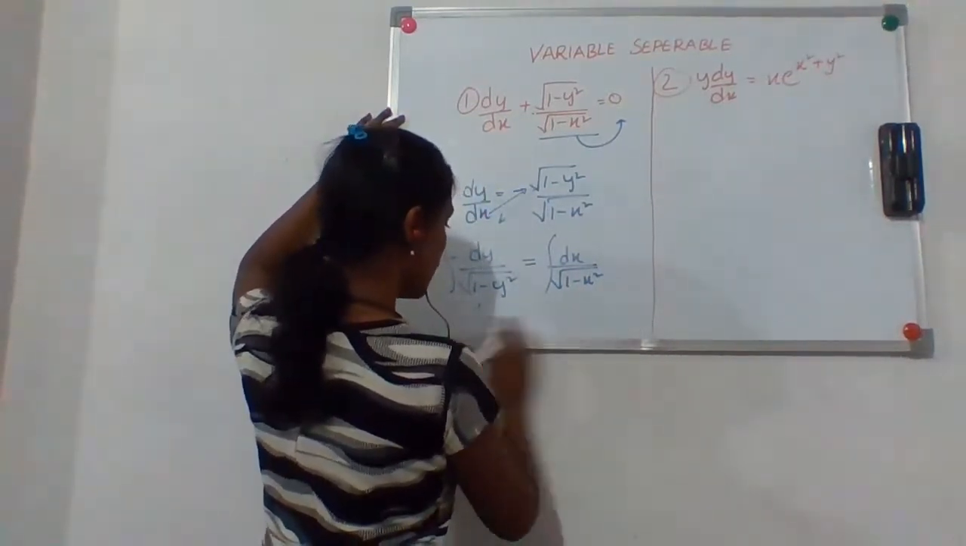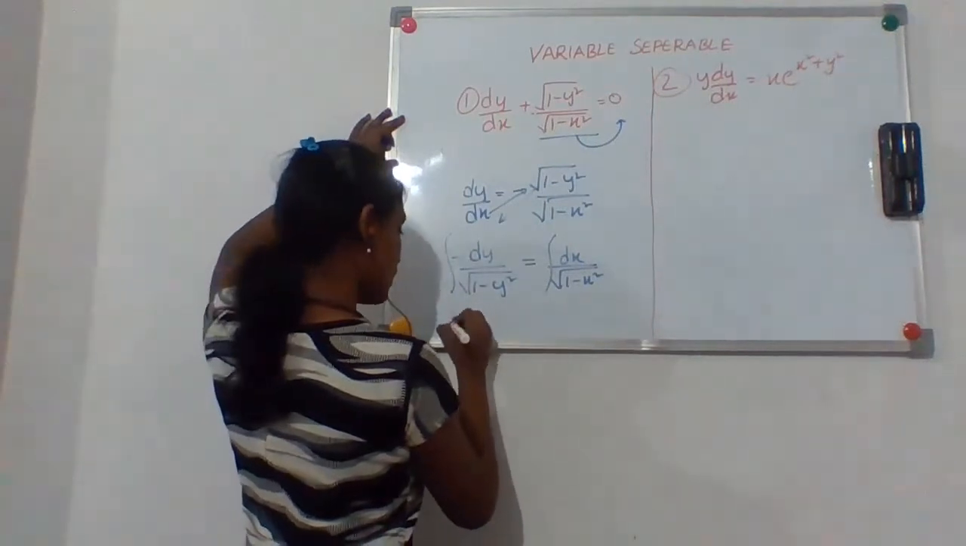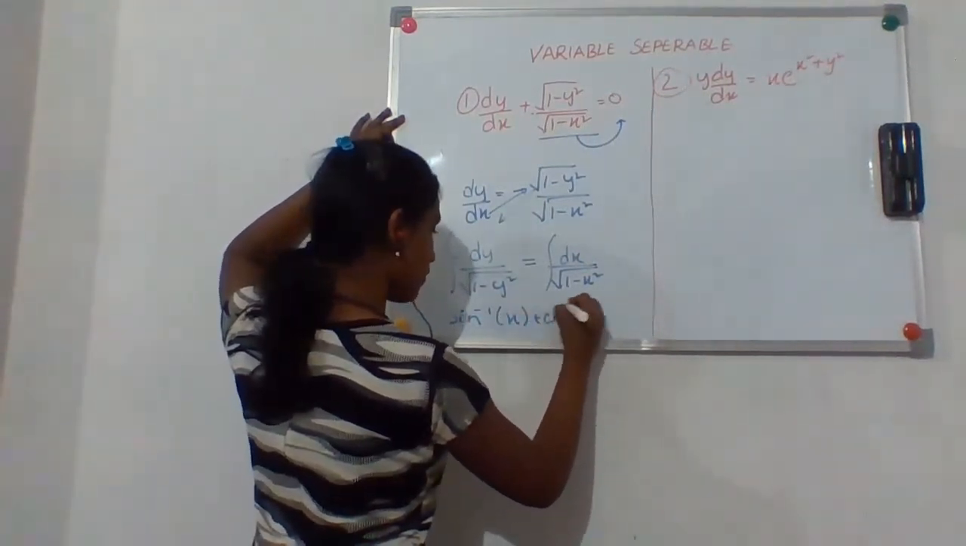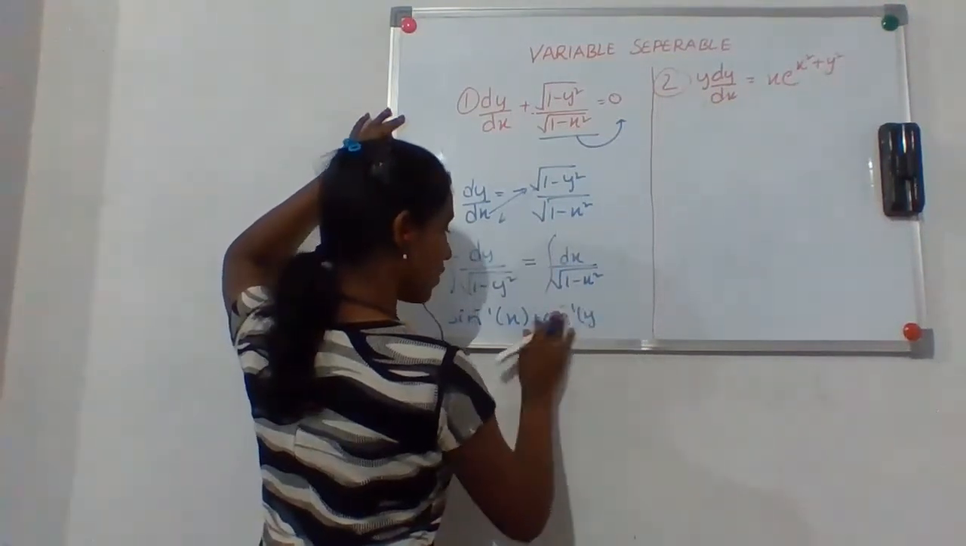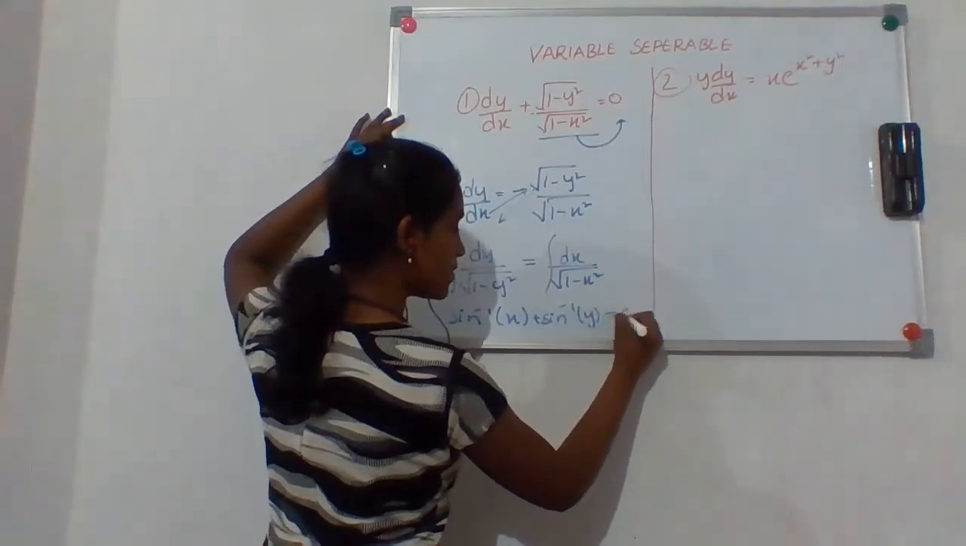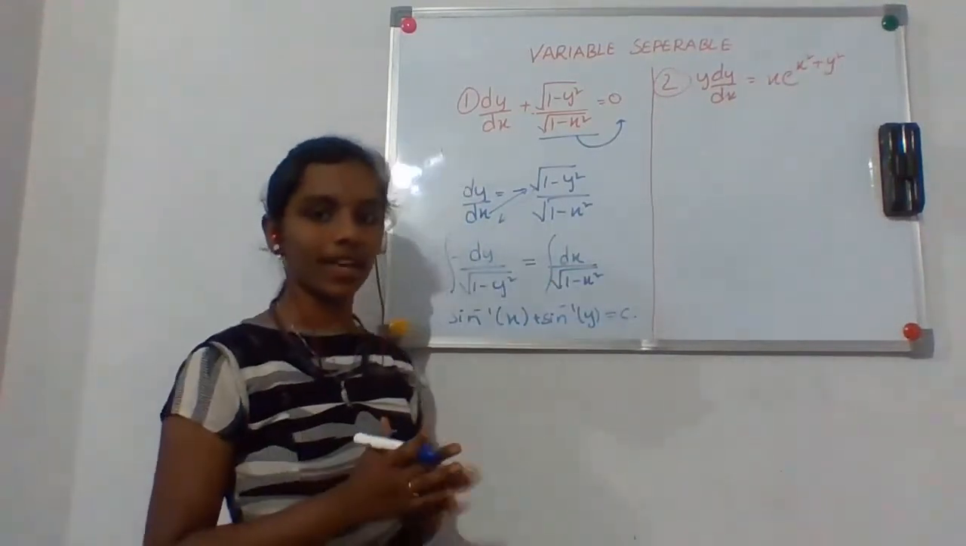What do I get is sine inverse of x plus sine inverse of y is equals to c. That is it. Okay, we are done.